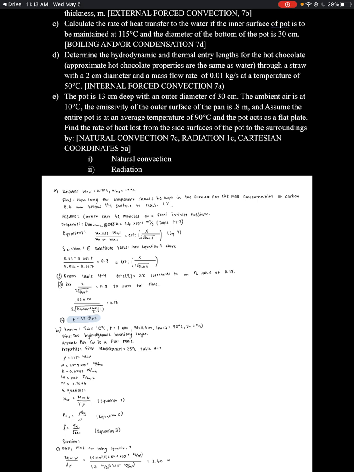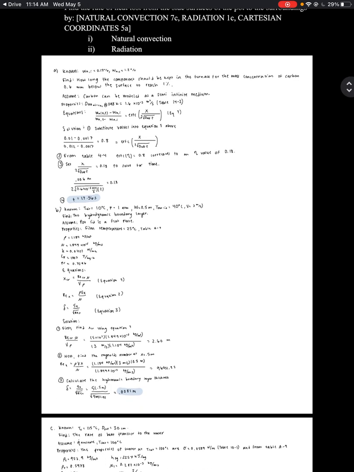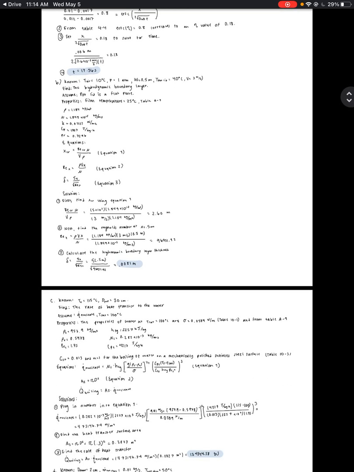In part B, a lid was put on the pot to speed up the heating process. We can assume the lid acts as a flat plate, and there is air flowing over this flat plate. So the critical length has to be found, and then that's used to find the Reynolds number, and finally the hydrodynamic boundary layer. This is an example of external forced convection.